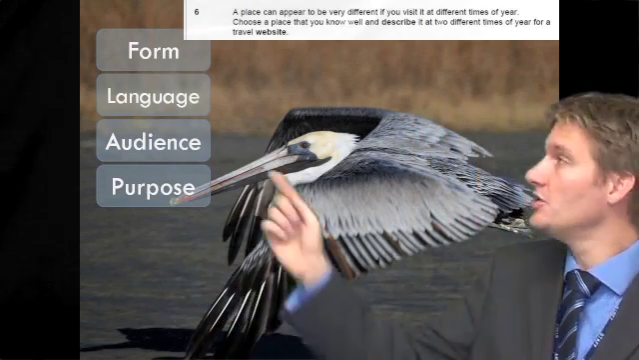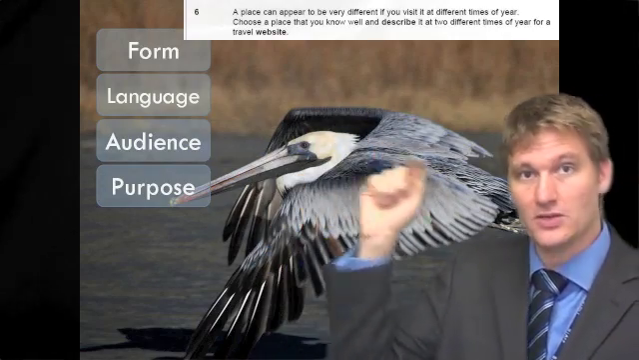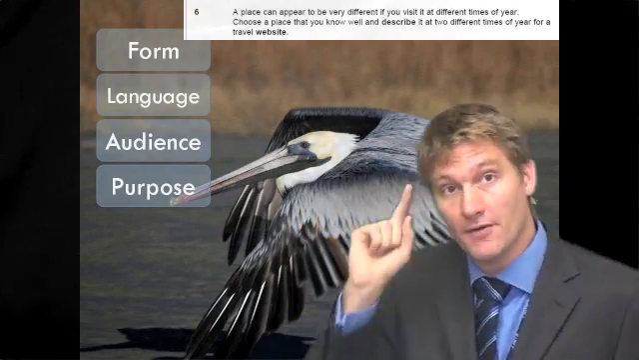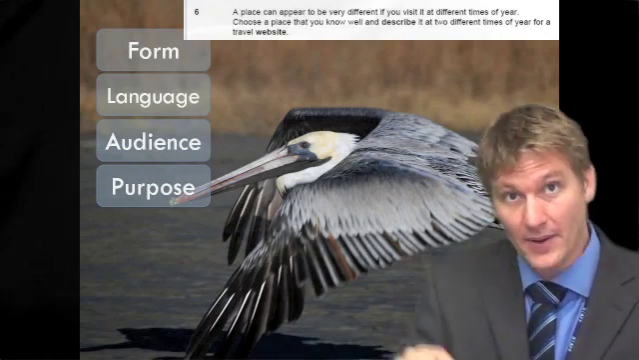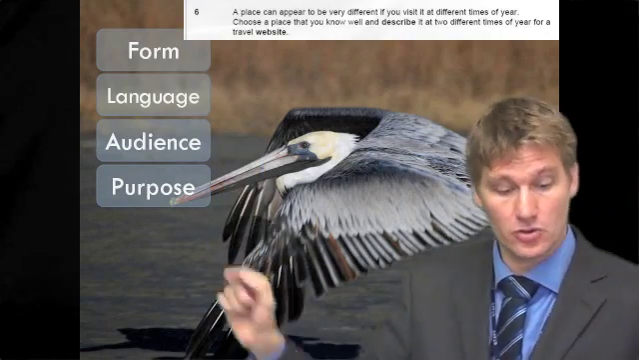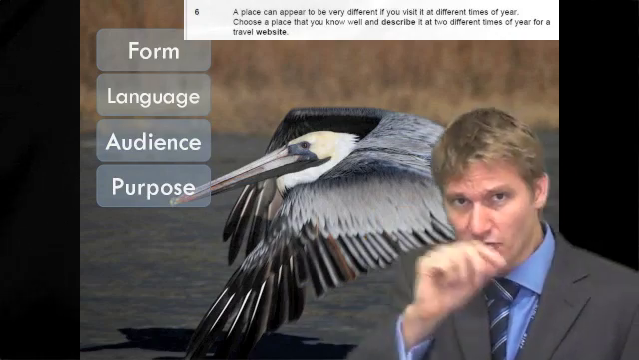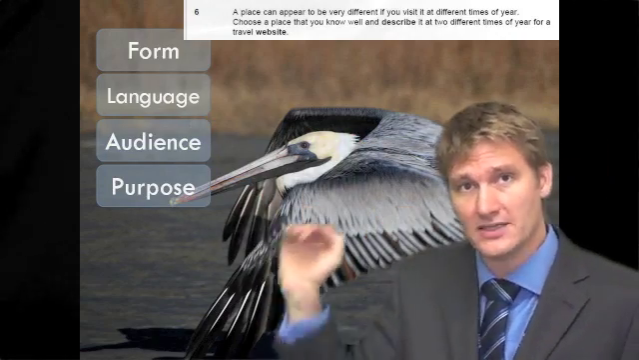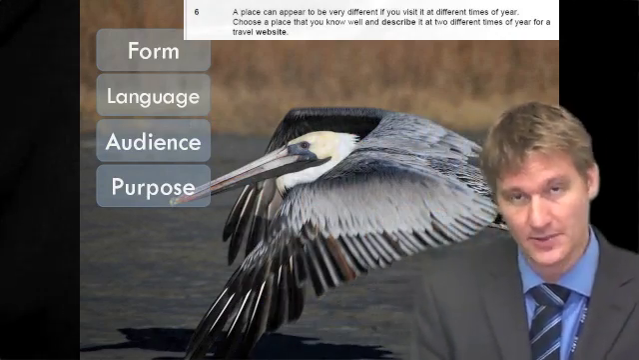Purpose, obviously, then, is to describe. Okay, so when you get the question, you can write this down on the paper: FLAP, form, language, audience, and purpose. I mean, don't spend ages writing all this out, but just note that down. What is the form, language, audience, and purpose?